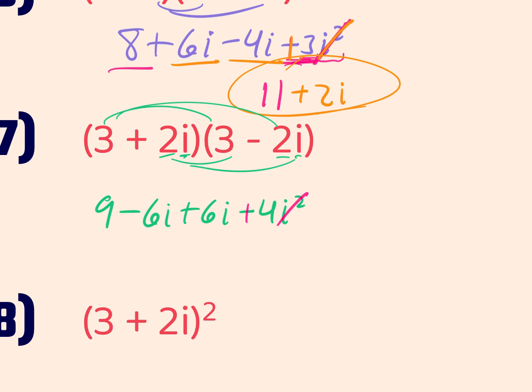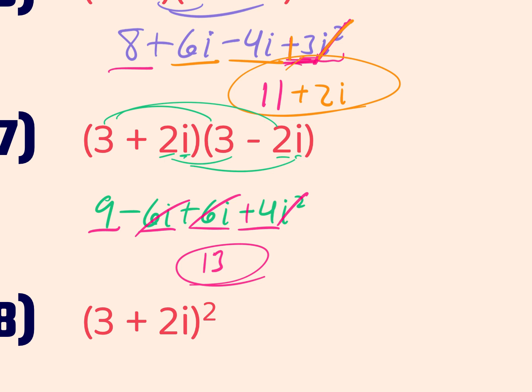And then again, if you're not comfortable with that, just multiply it out. i squared becomes negative 1, and then you get negative 4 times negative 1. All right, so let's combine. Real number with the real number is going to be 9 plus 4, which is 13. And then 6i minus 6i, or negative 6i plus 6i goes away. We just have real number 13, right?